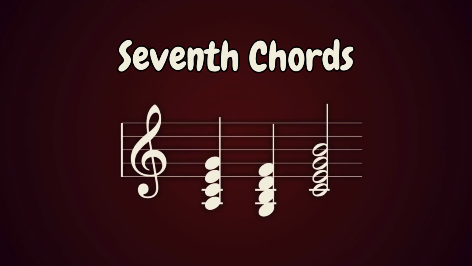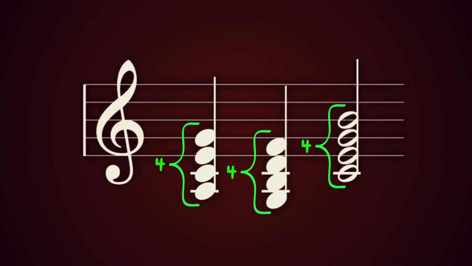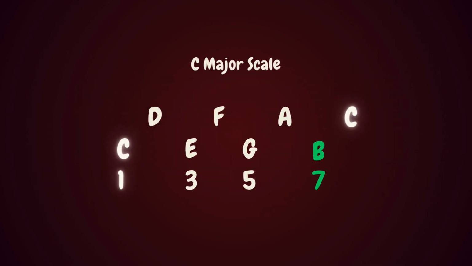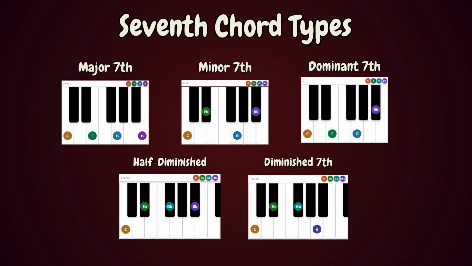The seventh chords. The type of chords that makes your music sound rich instead of basic. The sevenths are 4-note chords. We create them by taking any basic triad, which is root, third and fifth, and adding the seventh note from the scale. There are 5 core seventh chord types.